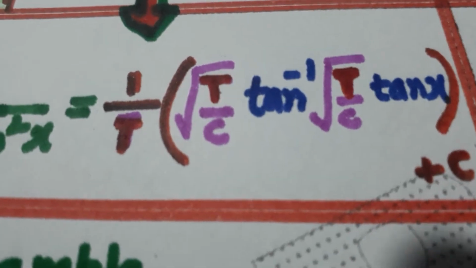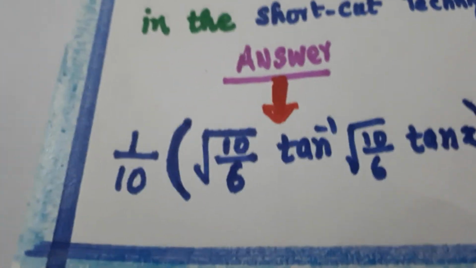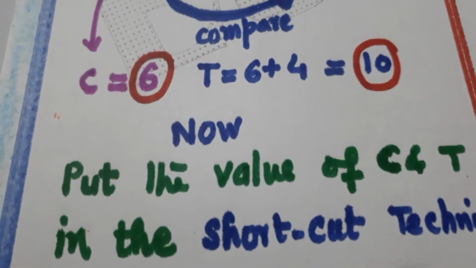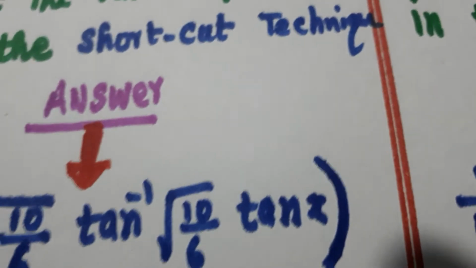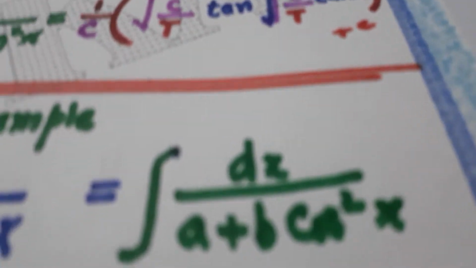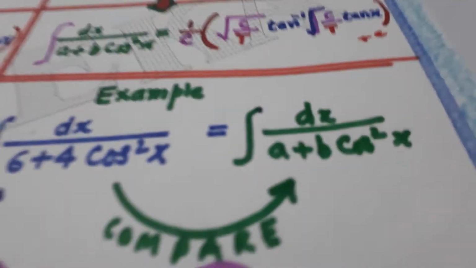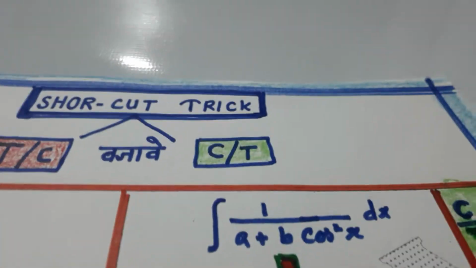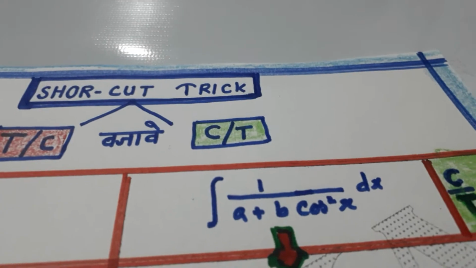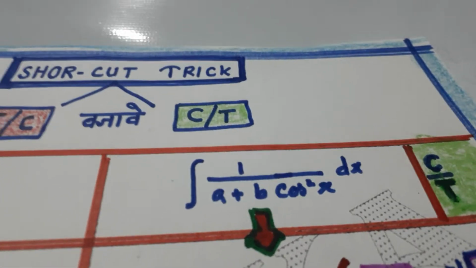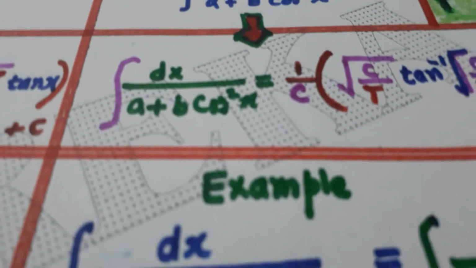Answer is 1 over T. T is 10. I have substituted T as 10. What is C? C is 6 and T is 10. Substitute here and the question is done. Now, in the case of second formula, you have to only replace C with T and T with C. Look here, it is T over C and here it is C over T. T has been replaced with C and C has been replaced with T. So, same thing will happen here.